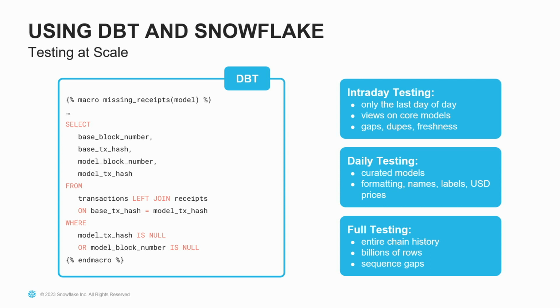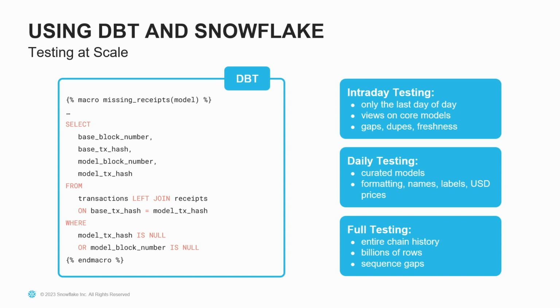We also do daily testing on a number of our curated models. So here we're looking for formatting issues, things that should have names that don't, things that should have USD prices that maybe don't. And then lastly, we do full testing as well, where we'll test the entire chain history. So 20 terabytes of data for some of the chains, looking for sequence gaps. We don't do this every day just because it is pretty resource intensive.